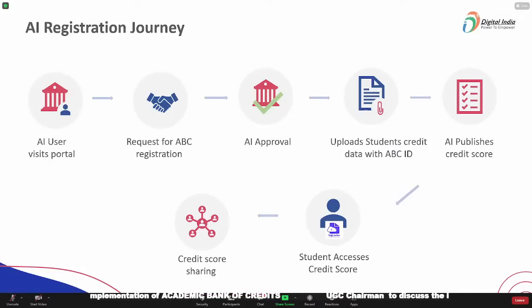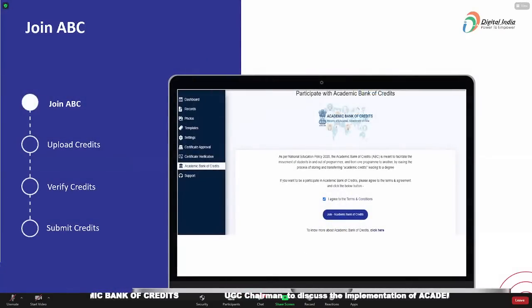with ABC ID. We have a required CSV format along with the guideline document that you have to follow for uploading the credits. Once you do that, you have to publish the credit score. Once you publish, the credit score starts appearing in the student's account. So this is how you have to join. Once you join NAD and get approved, you will see the option of Academic Bank of Credits on the left-hand side of your portal.